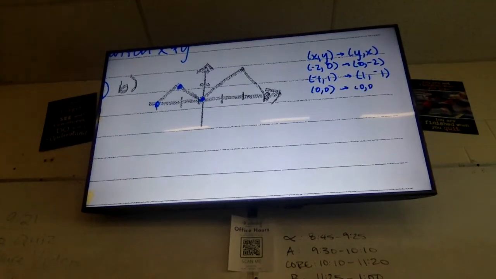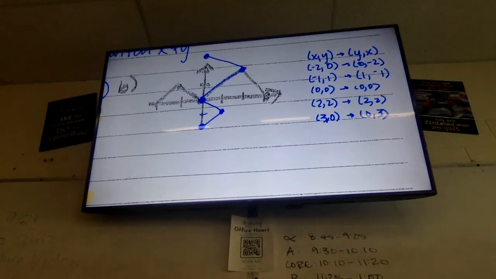0, 0, 2, 2, that stays the same, that's cool. And then 3, 0 again. So I got 0, -2, got 1, -1, 0, 0, 2, 2, and then 0, 3 is probably up here. So this is kind of funky because it's not necessarily drawn to scale, but this is another one where it's reflected across my y equals x graph.